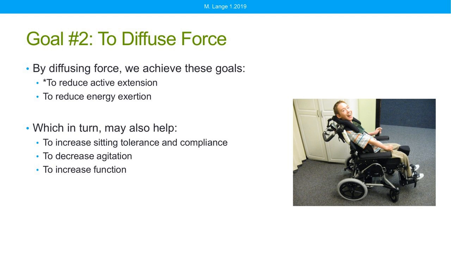Our second goal is to diffuse force. So again, let's say we're working with a client who can exert significant forces against their seating system within the wheelchair. By diffusing the force, by taking the wind out of their sails, so to speak, we're reducing active extension. We're breaking up that pattern. We're also reducing energy exertion.